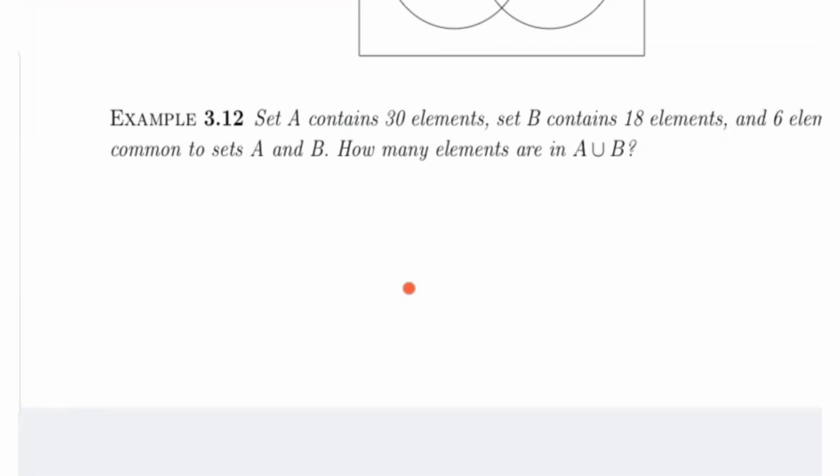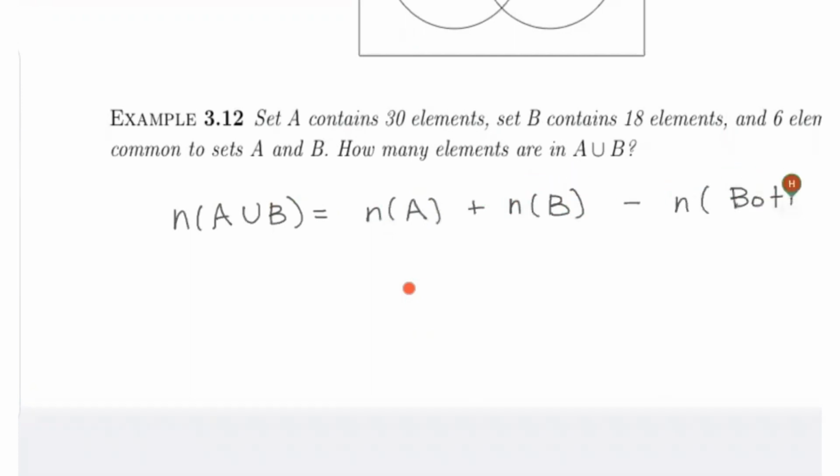So the number of elements of A union B is the number of elements in A plus the number of elements in B minus the number of elements in both. I write it that way. A intersect B is both. A intersect B means both. Number of elements in A, number of elements in B, minus both elements. So we have 42.